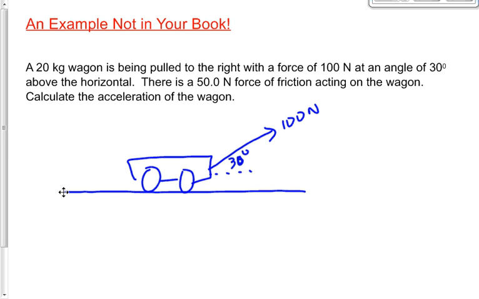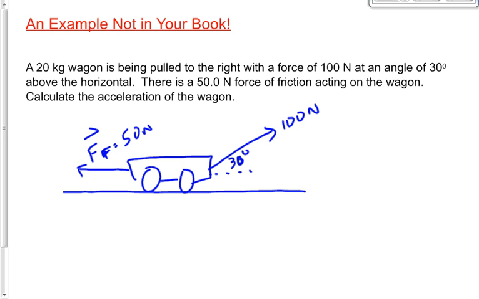We want to know what the acceleration of the wagon is. Tell me, which way is friction going to act on the wagon, to the right or to the left? To the left. Why is it going to act to the left? Yeah, if you're pulling it to the right and up, it's going to move to the right. This wagon is going to move to the right. That means friction's got to oppose the motion. Friction's going to act to the left. So friction's going to act over here somewhere, and we're going to make that value 50 newtons.